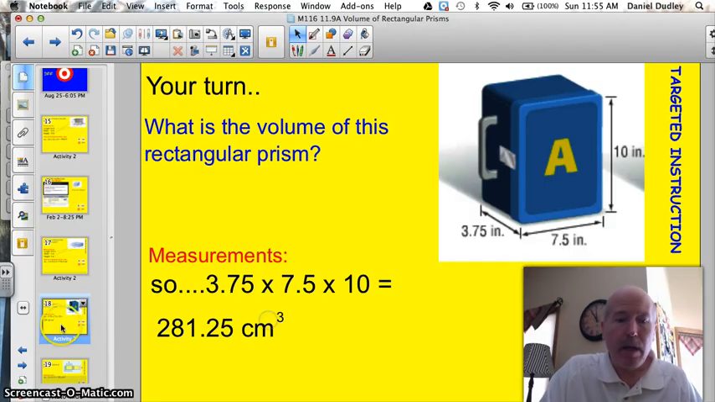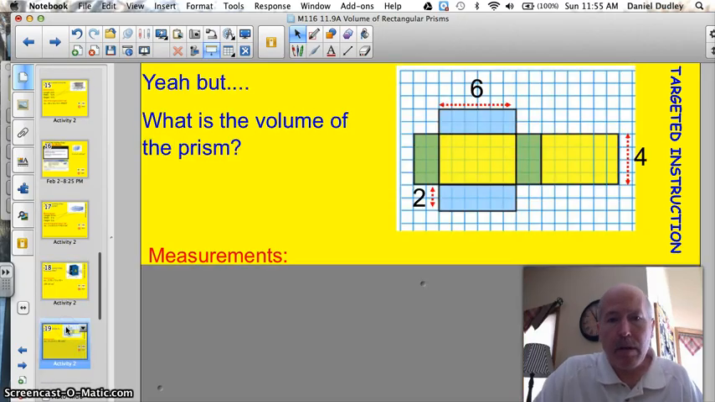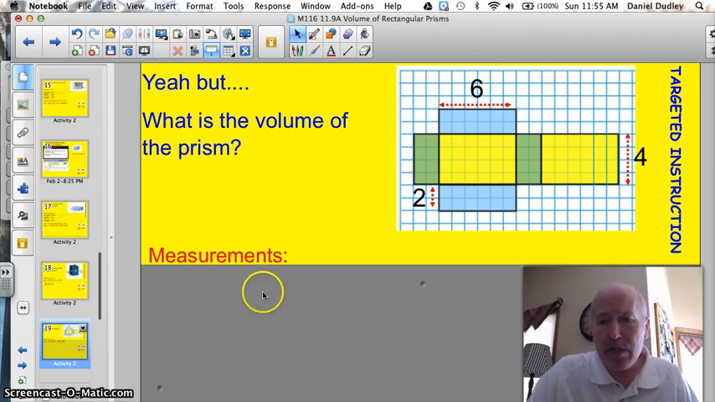Make sure it's right. All right. Yeah, but. Here's a yeah, but. The first yeah, but: what happens if they throw a net at you and say, hey, what is the volume of this prism? You can do this. You just have to establish the three measurements. So this would be the bottom, and this would be the top. See how I have the colors arranged for you? And this is one set of sides. We'll determine how long it is. And here's another set of sides. We can use that to determine how high it is.